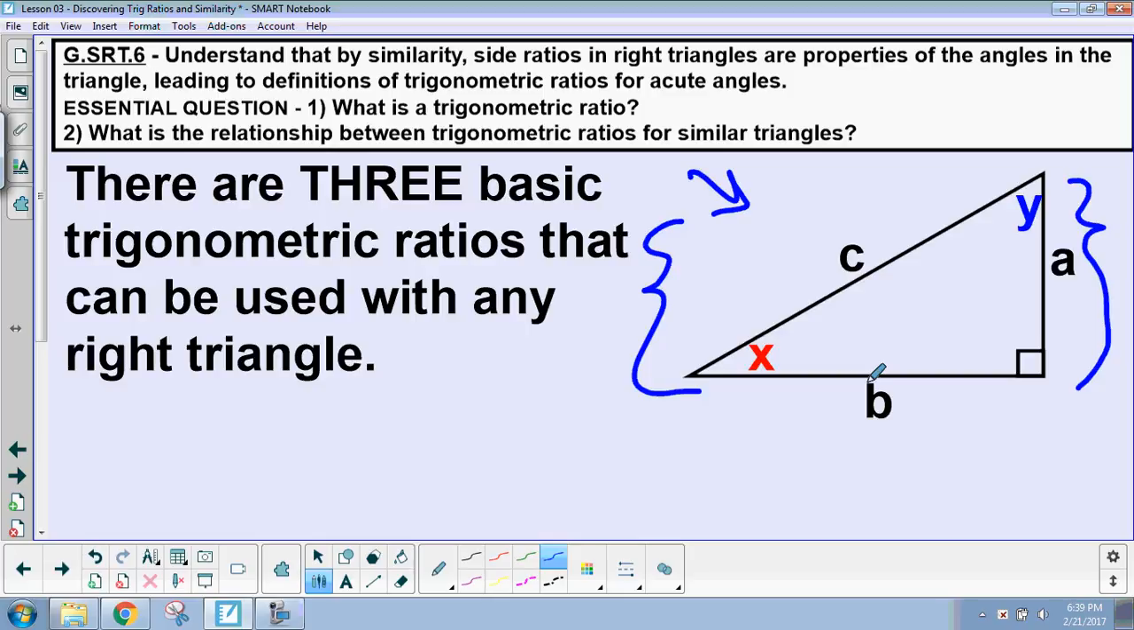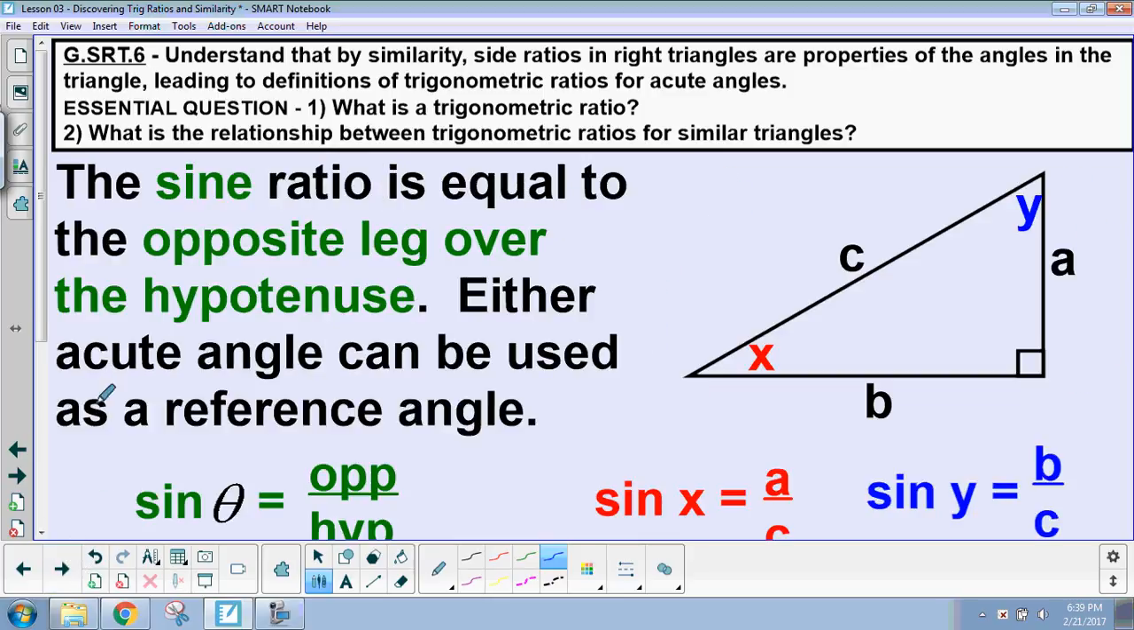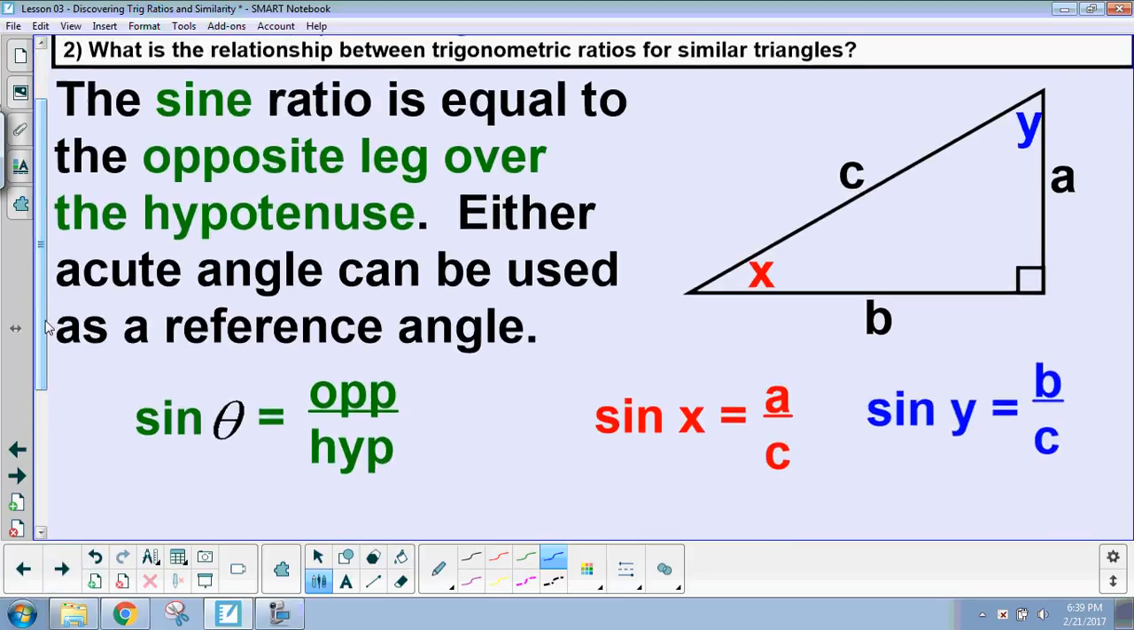The first one we're going to talk about is sine, or sin, as some students call it. Sine ratio is equal to the opposite leg over the hypotenuse. Either acute angle can be used as a reference angle. So, this is the function, sine theta equals opposite over hypotenuse. If I was referencing the x, it would be A over C. If I was referencing the y, it would be B over C.